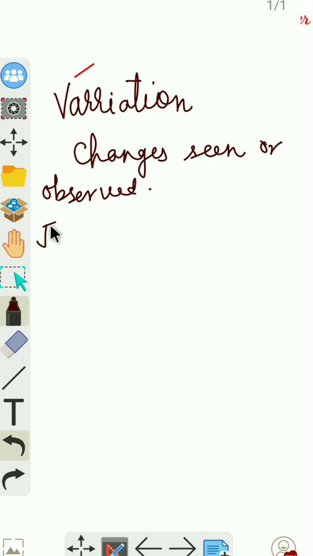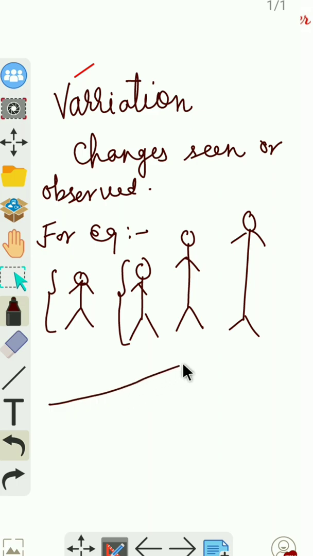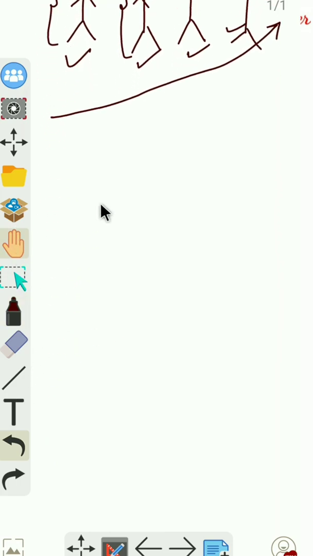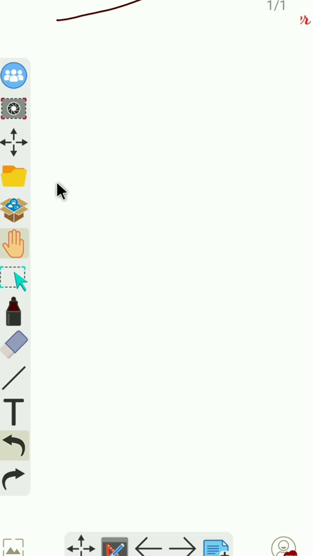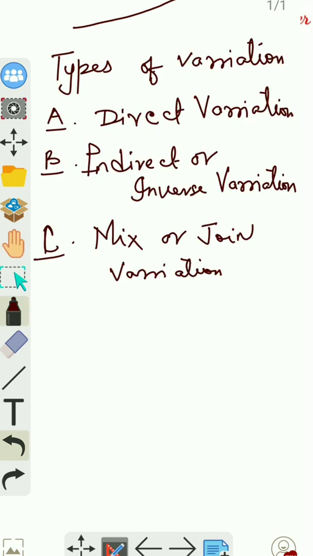For example, consider a person in this fashion. That means there is change seen in the height of this person. So this type of change is known as variation. In mathematics, there are three types of variation. In this lecture, I am going to deal with the direct variation.